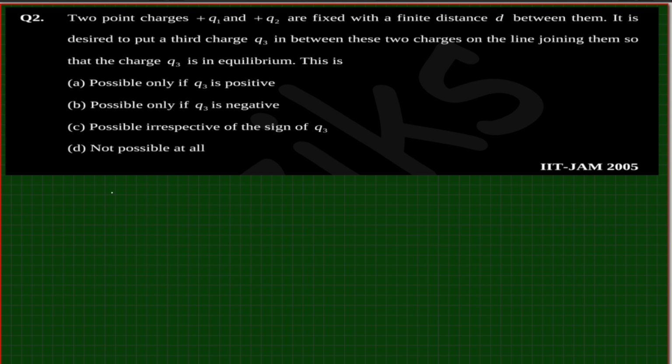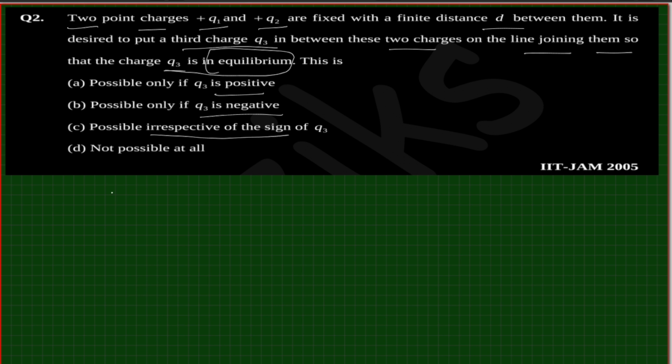In this question, two point charges q1 and q2 are separated by a distance d, and it is desired to put a third charge q3 in between these two charges on the line joining them, so that q3 is in equilibrium. This is possible only if Q3 is positive, Q3 is negative, irrespective of the sign, either plus or negative. Not possible at all.